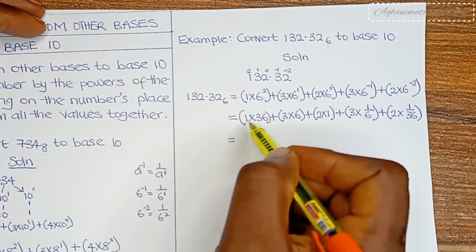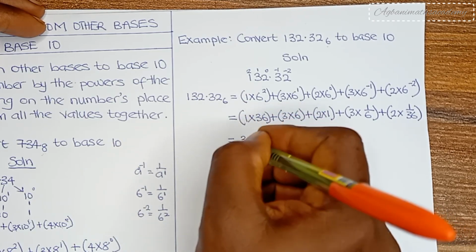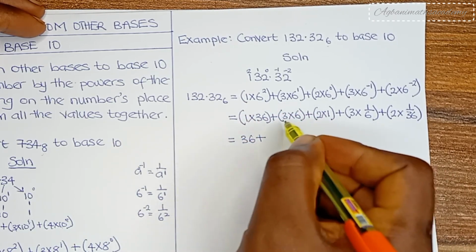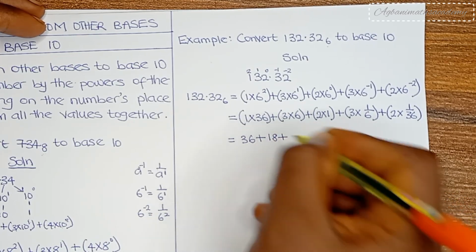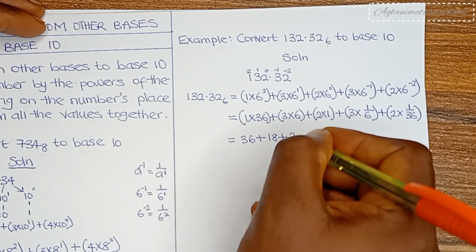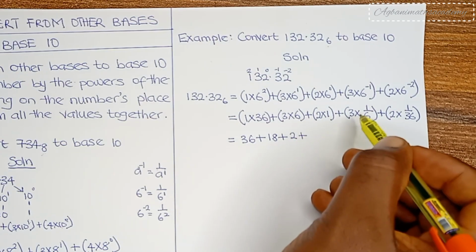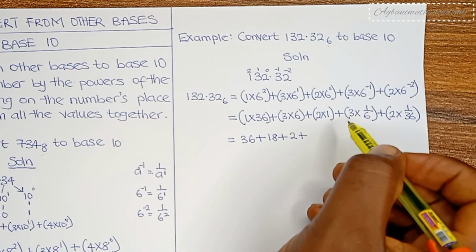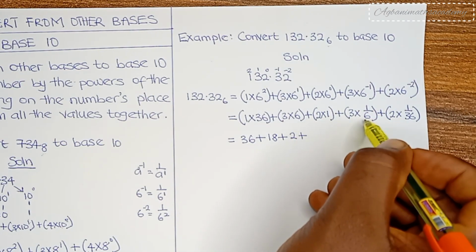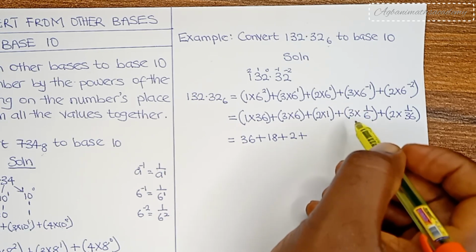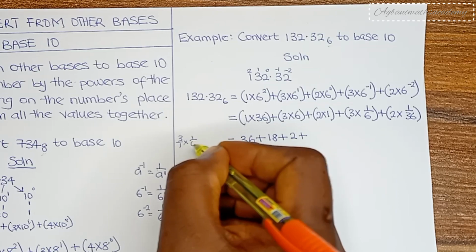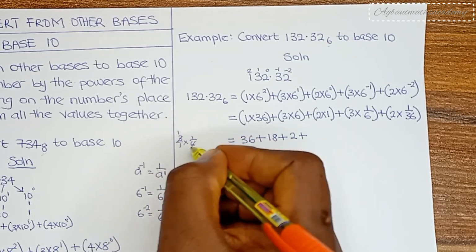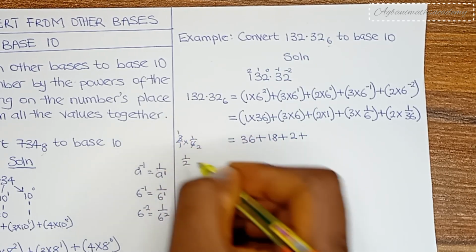Next, 1 multiplied by 36 will give us 36, plus 3 multiplied by 6 will give us 18, plus 2 multiplied by 1 will give us 2, plus 3 multiplied by 1 all over 6. What is it going to give us? 3 is going to cancel out with 6, so we have 1 all over 2. Let's confirm that. 3 all over 1 times 1 all over 6. 3 here, 1. 3 here, 2. So we have 1 all over 2.